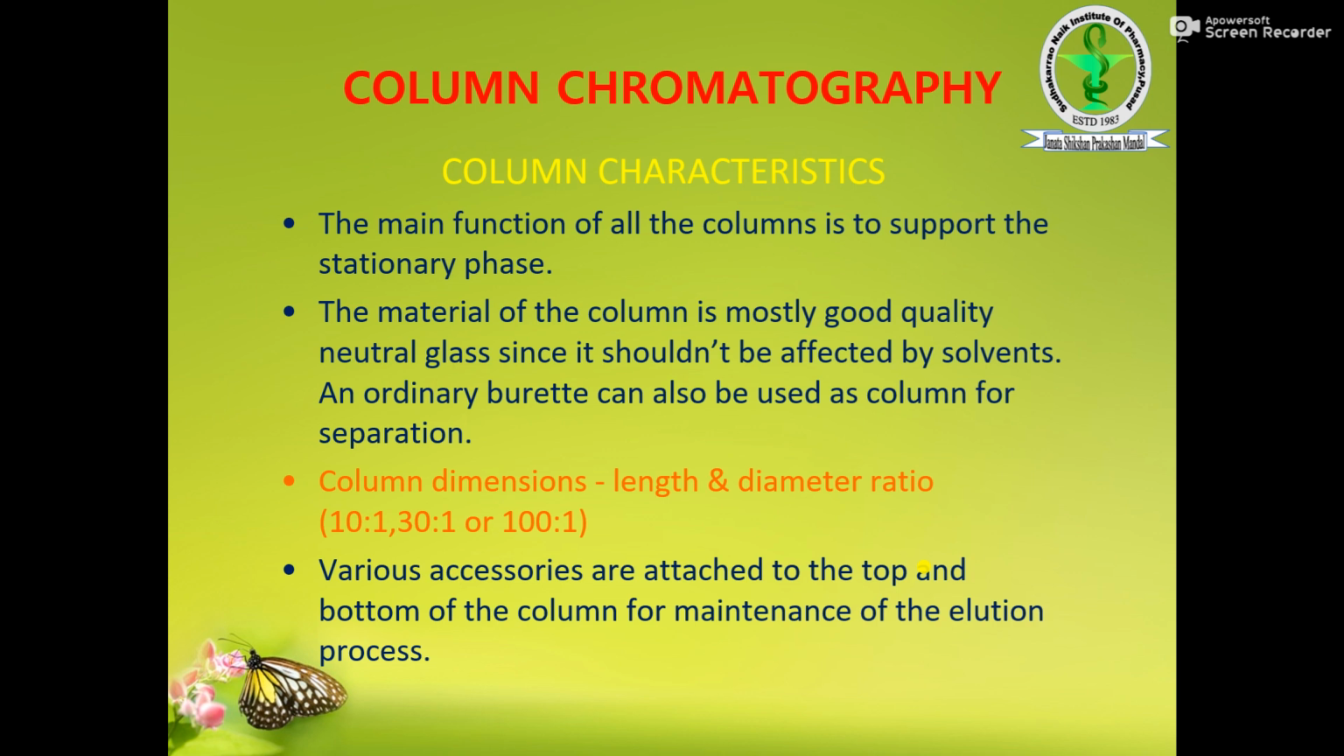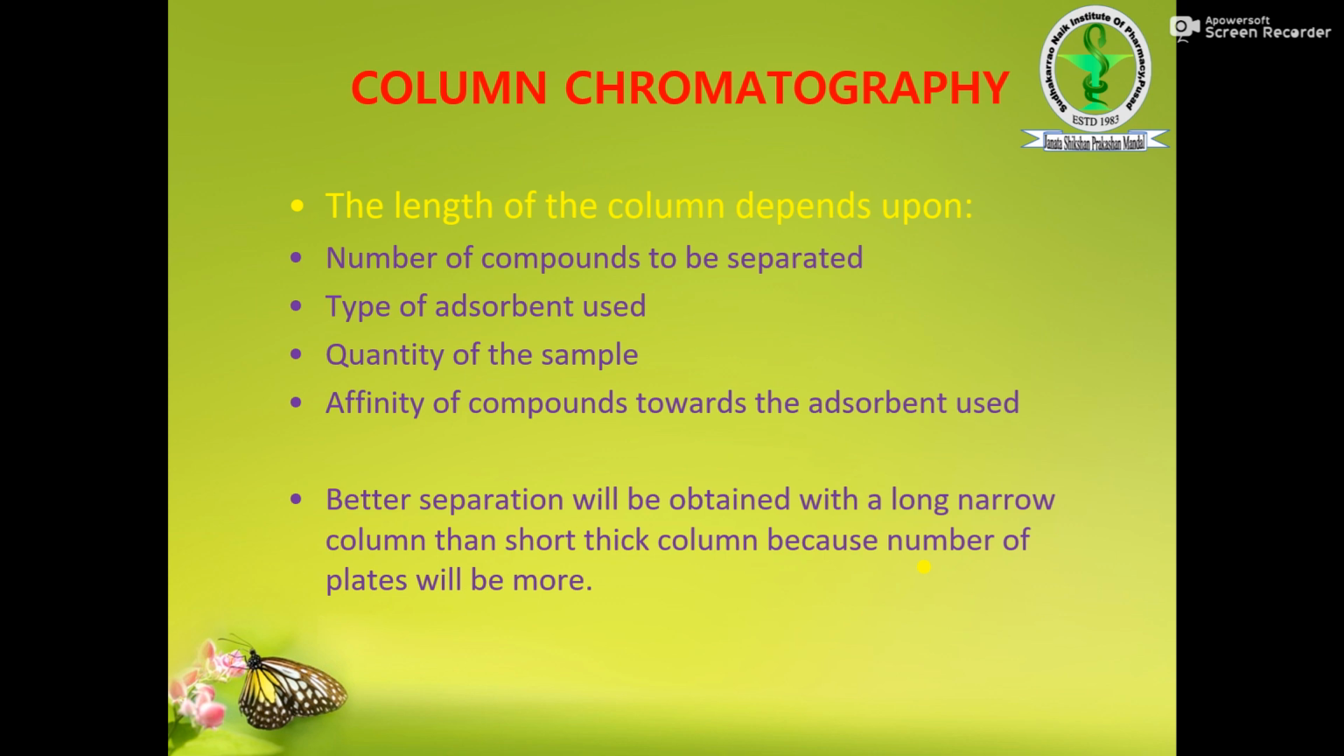Column dimension, length to diameter, will be 10 to 1, 30 to 1 and 100 to 1. Various accessories are attached to the top and the bottom of the column for maintenance of the elution process. Those are the characteristics of the column.